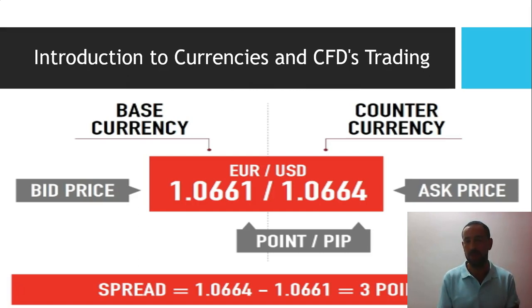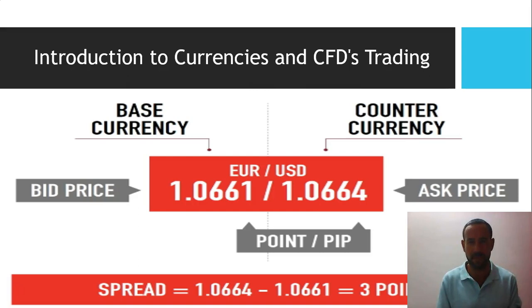And this is pretty much what goes to the broker, right? To the intermediary party that basically connects you with the market. Now you can see that the difference here between the bid price and the ask price is exactly 3 points, right? Now in the foreign exchange market, we call it a pip. So the difference here is exactly 3 pips.